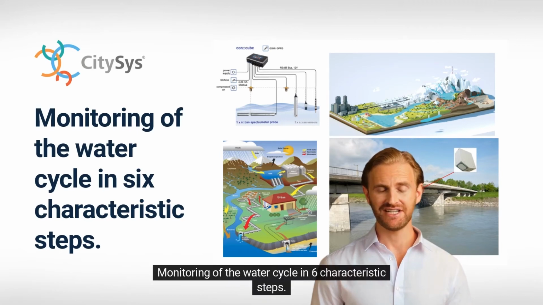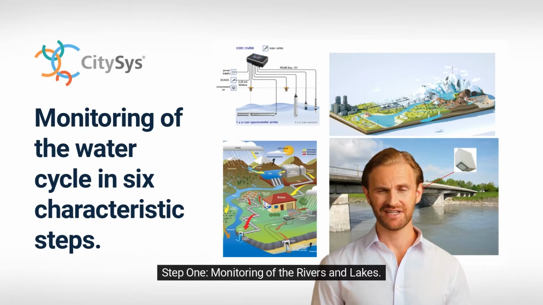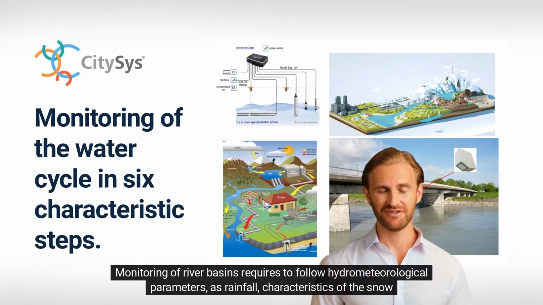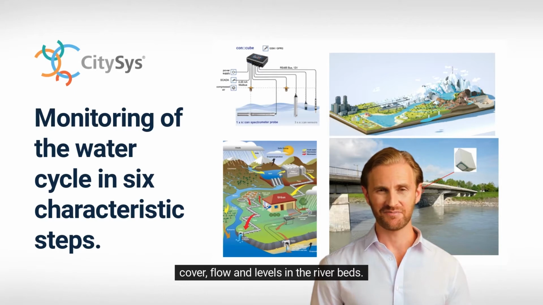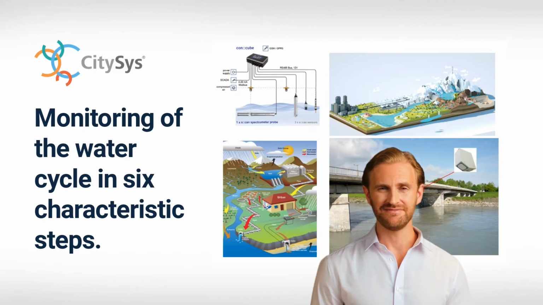Monitoring of the water cycle in 6 characteristic steps. Step 1. Monitoring of the rivers and lakes. Monitoring of river basins requires following hydrometeorological parameters such as rainfall, characteristics of the snow cover, flow, and levels in the river beds. The main characteristics are organic pollution, TOC or COD, oil in water, toxicity, and dissolved oxygen.